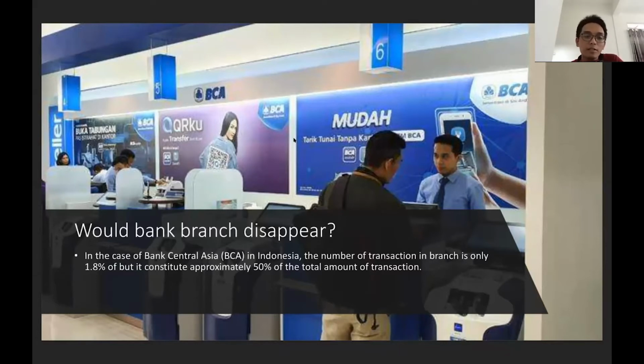So for that reason, probably, with Bank Central Asia as a sample, the number of branch transactions is only 1.8%, but it is around 50% of the total amount of transactions. So the number of online transactions is very high, the number of offline transactions is very low, but the amount is still around 50%. So meaning that the branch is still needed in the context of Indonesia.